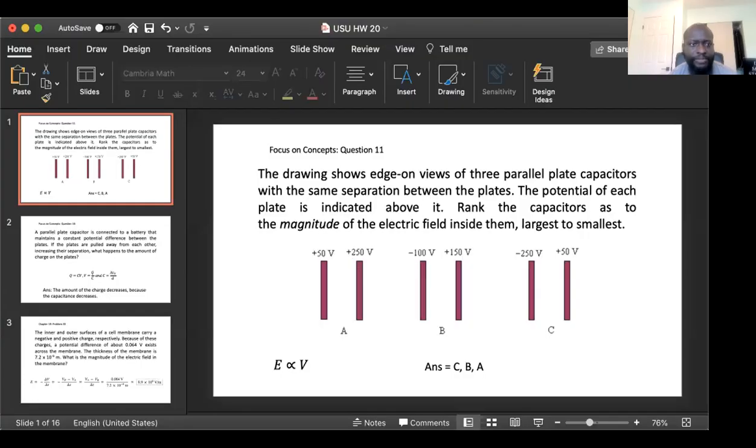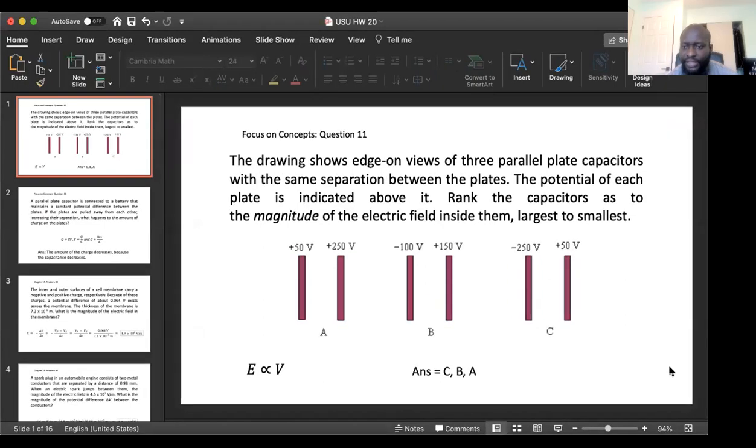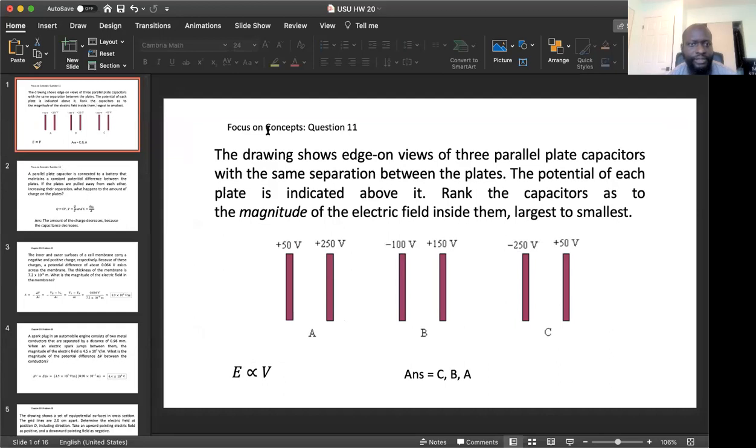So we have the problems in the slide here. The very first problem is focused on concept question 11. It says the drawing shows edge-on views of 3 parallel plate capacitors with the same separation between the plates. The potential of each plate is indicated above it. Rank the capacitors as to the magnitude of electric field inside them.